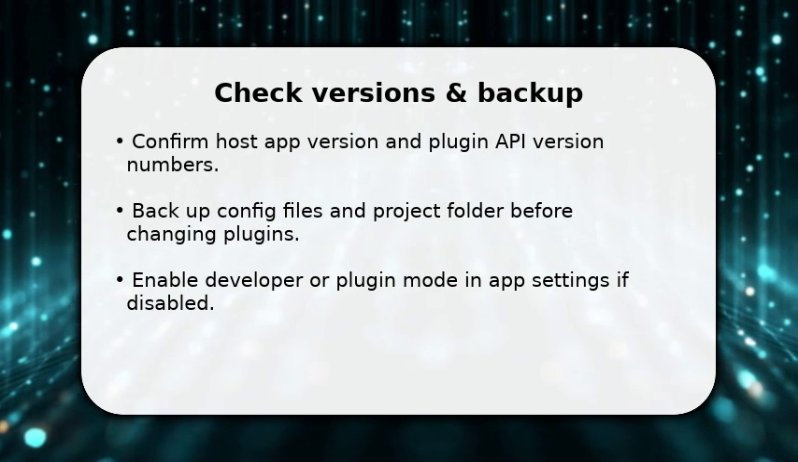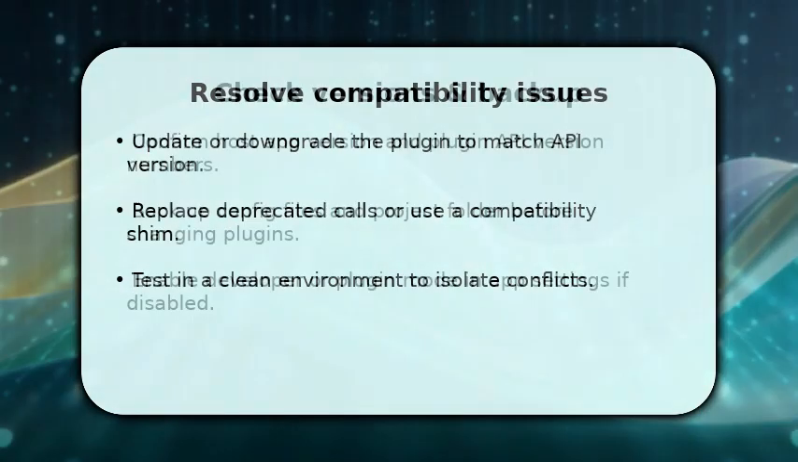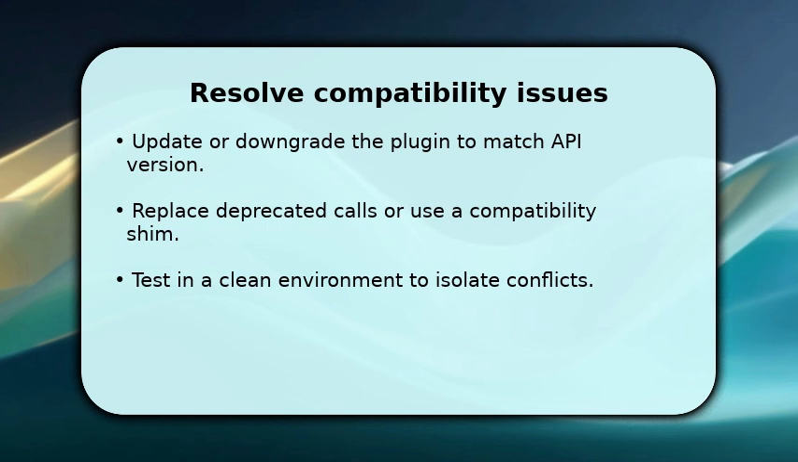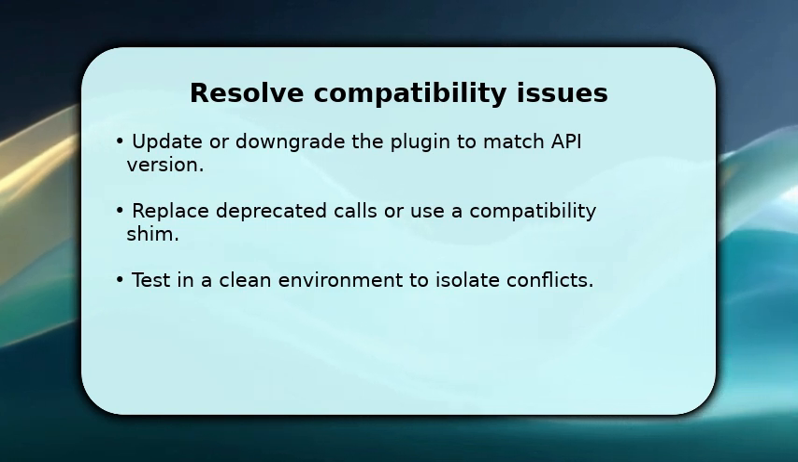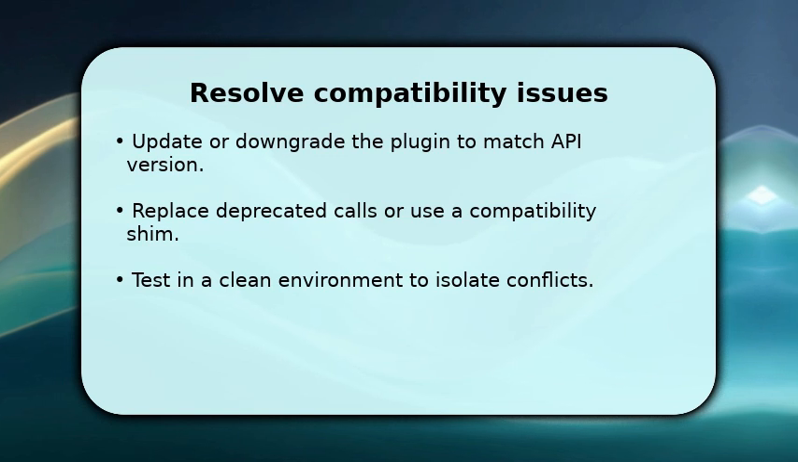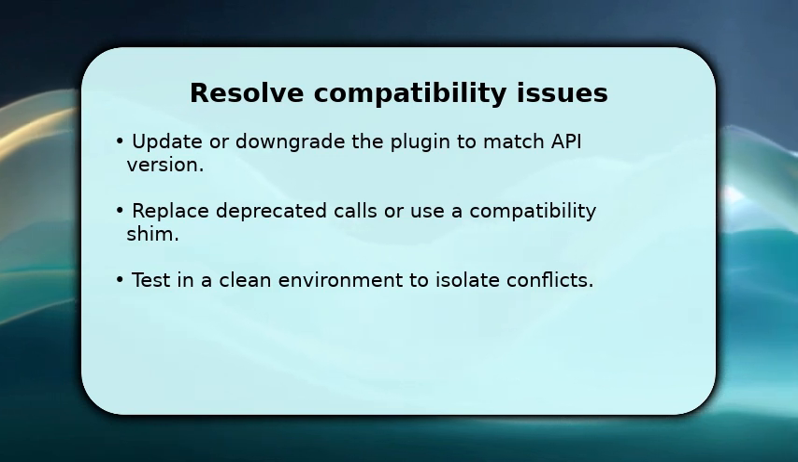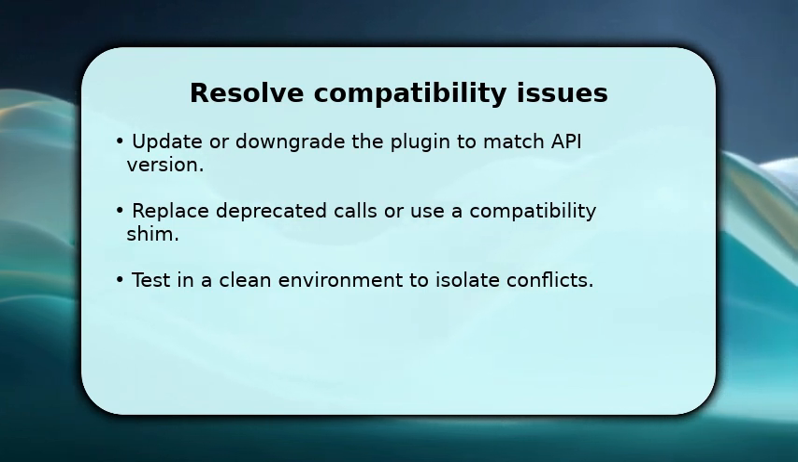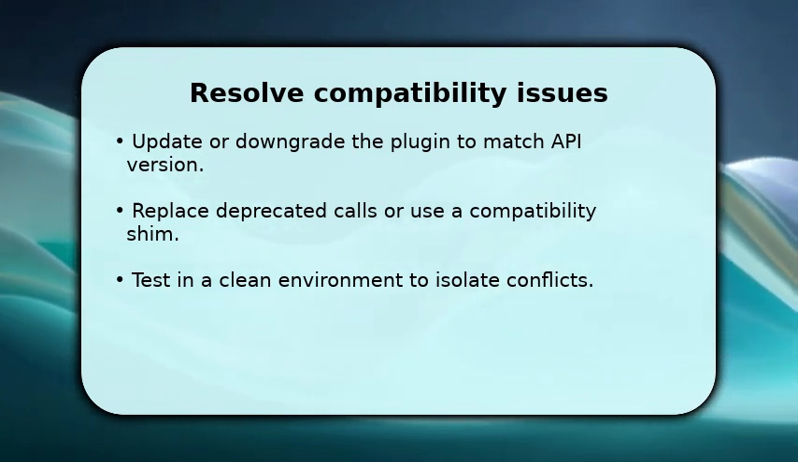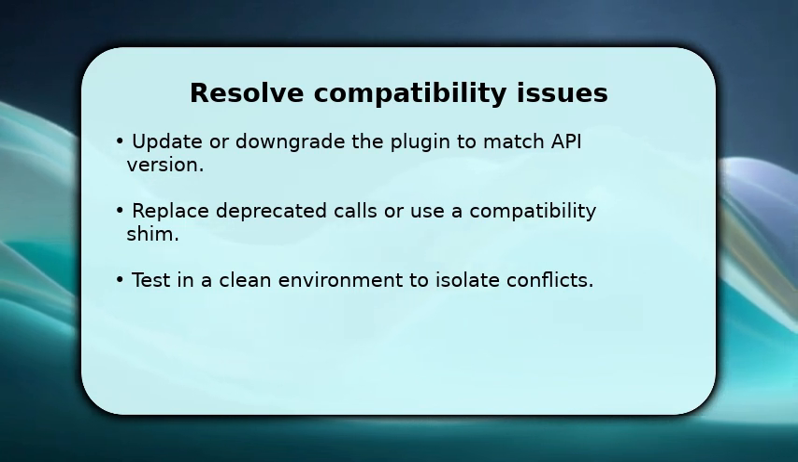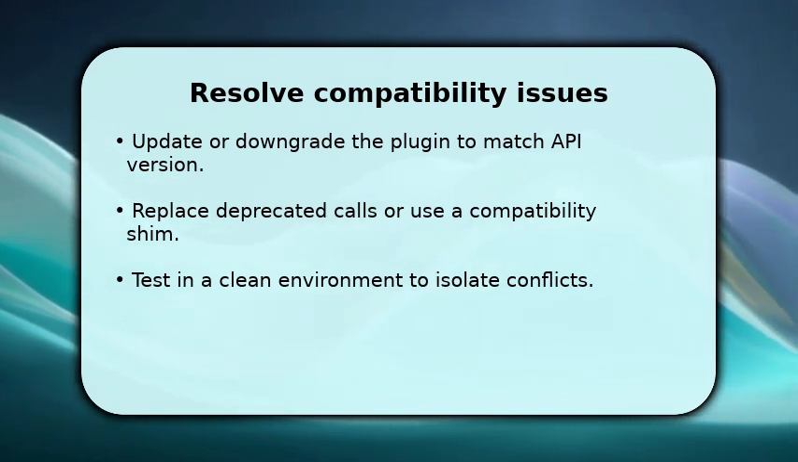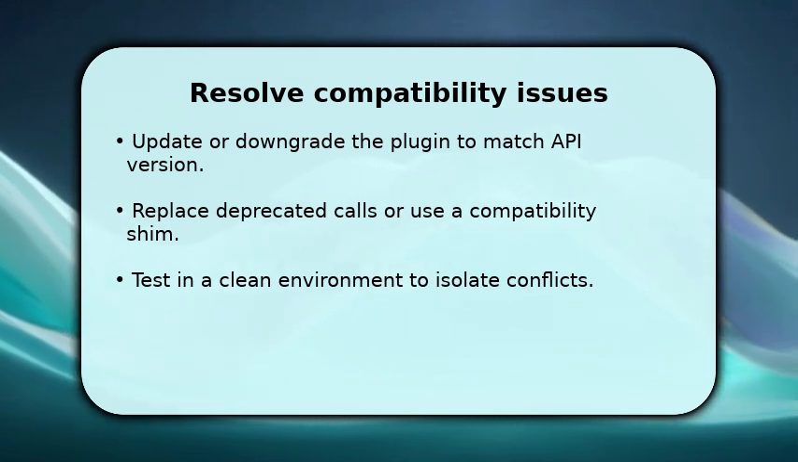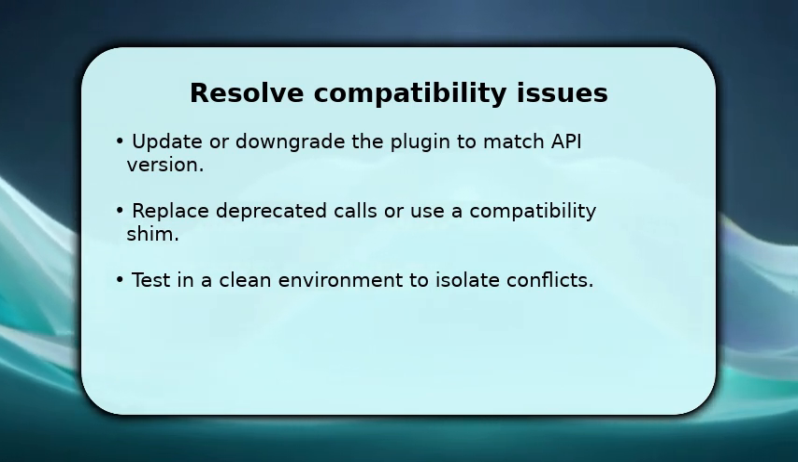Now you resolve compatibility. Either update the plugin to the app's API or downgrade the plugin if it requires an older host. If source is available, replace deprecated function calls or install a compatibility shim that maps old APIs to the new ones. Make sure to test changes in a clean environment or sandbox to isolate interfering extensions. While testing, watch logs for precise error messages and line numbers. Those clues guide targeted edits instead of guesswork, saving you time.